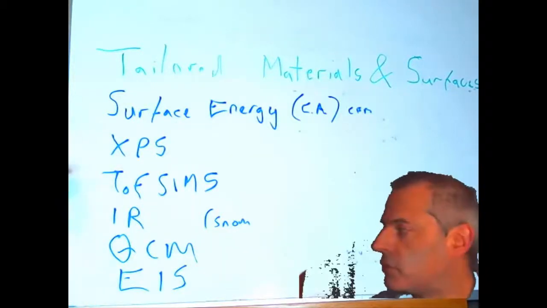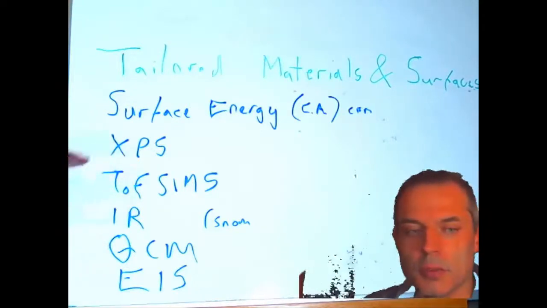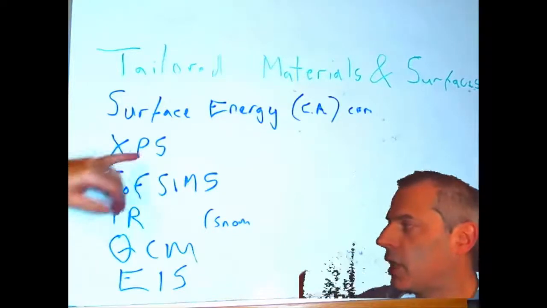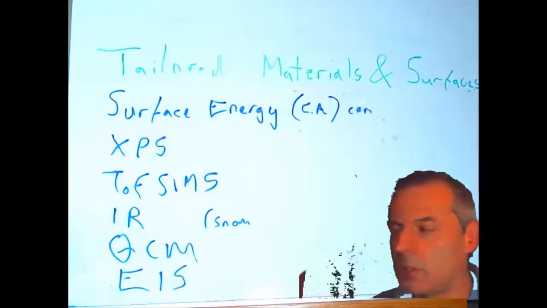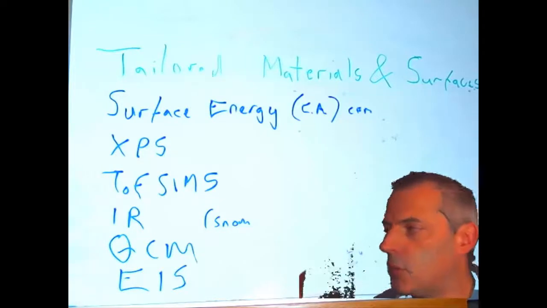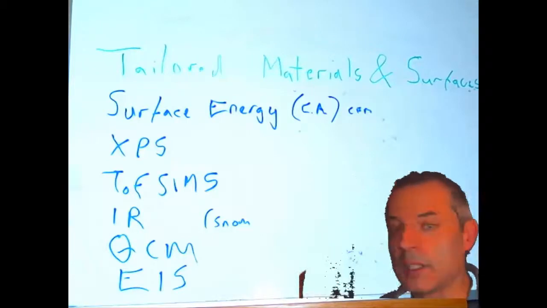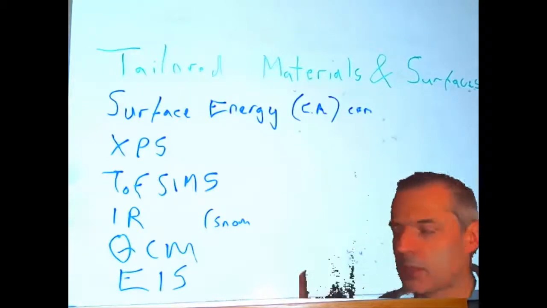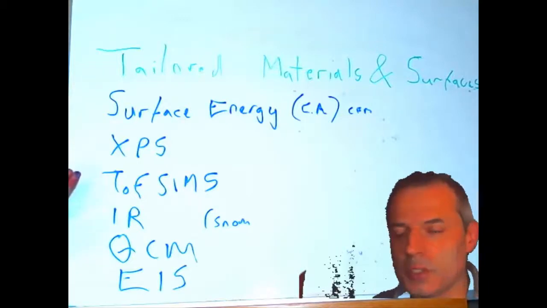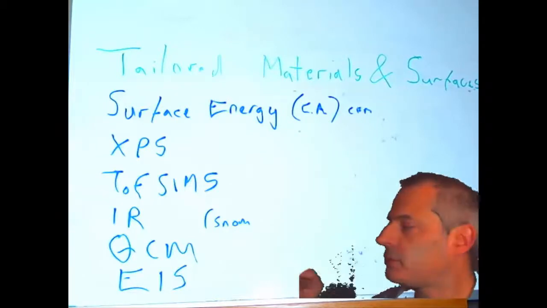XPS, my students are familiar with, so that's X-ray photoelectron spectroscopy. It's a type of spectroscopy where we shoot in an X-ray and we get an electron out, and we can measure what elements are in the surface of our material. It goes down a few nanometers, maybe tens of nanometers, not much further. That is sometimes surface sensitive enough, sometimes it isn't. Sometimes it's too surface sensitive, we only see the surface, but usually it's good enough.